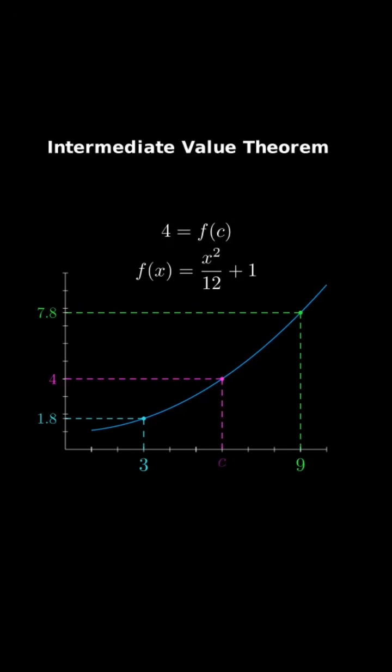equals 4. This translates to the equation 4 equals c squared over 12 plus 1. When we solve the equation, we obtain that c equals 6. We verify c equals 6 is within our interval.